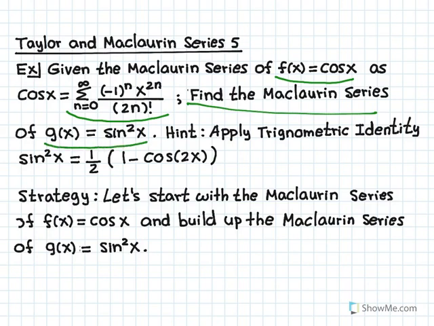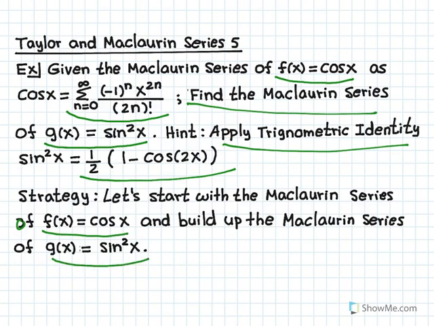And we're given a hint: apply the trig identity, sin^2 x is equal to 1/2 times (1 minus cos 2x). So our strategy is to start with the Maclaurin series of f(x) = cos x and build up the Maclaurin series of g(x) = sin^2 x. So we're going to use this trig identity, sin^2 x is equal to 1/2 times (1 minus cos of 2x). We will apply this trig identity to find the Maclaurin series of sin^2 x.